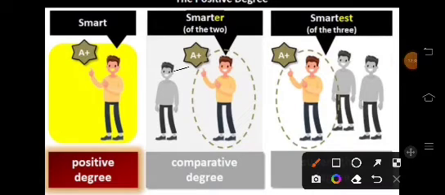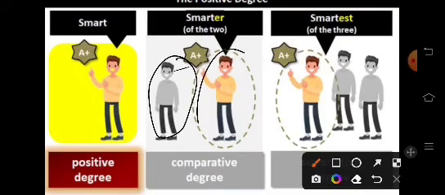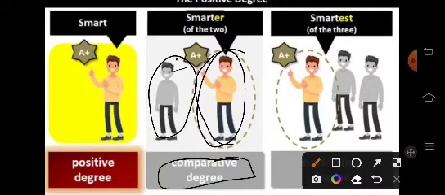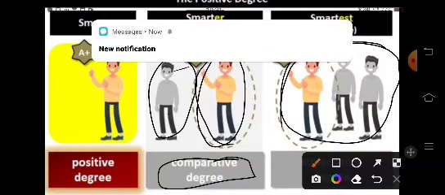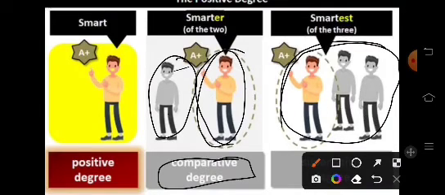Then in the second part we are making the comparison between two persons. So here we are using the comparative degree, that is smarter. And in the last part the comparison is made among all three included. So here we are using the superlative degree, that is smartest. Smart, smarter, smartest. So these were the degrees.